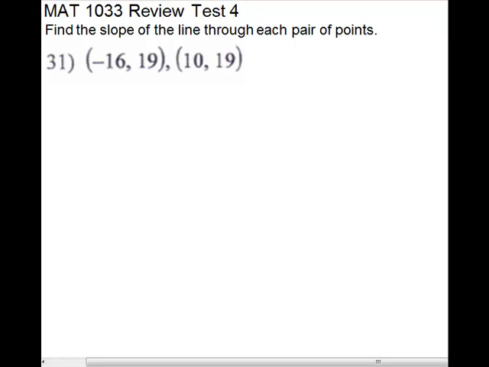For the next few problems, we're going to find the slope of the line through each pair of points. When you're given 2 points and asked to find slope, you're going to use a formula. So our formula is change in y's, so y2 minus y1, over change in x's. And you could have it switched. You could have y1 minus y2, but you have to do the x's in the same direction. So I would just memorize it one way.